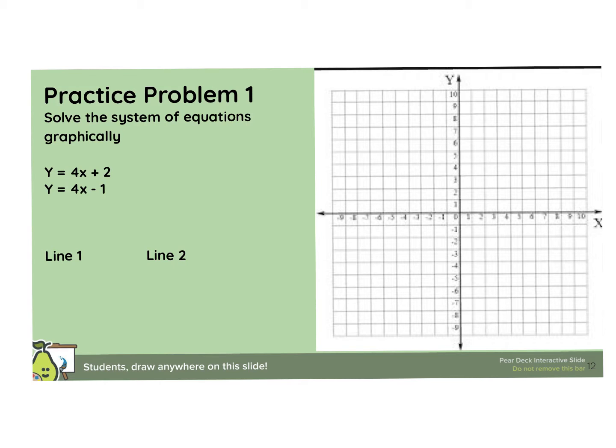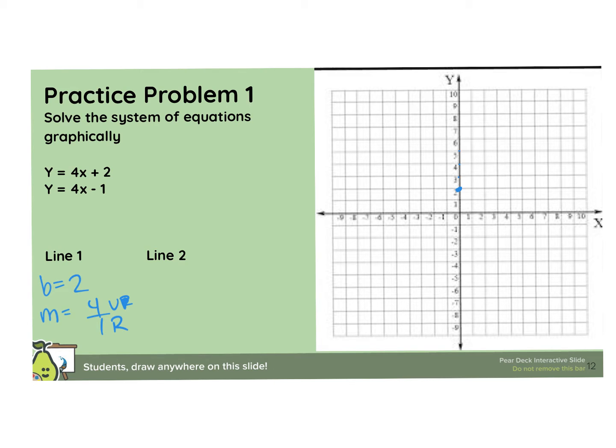All right, practice problem 1. Let's see how you did on your own. So for the first line, the y-intercept is 2. Put that on the graph. The slope as a fraction would be 4 over 1. Positive, so that means up 4. Oops, up 4 and right 1.